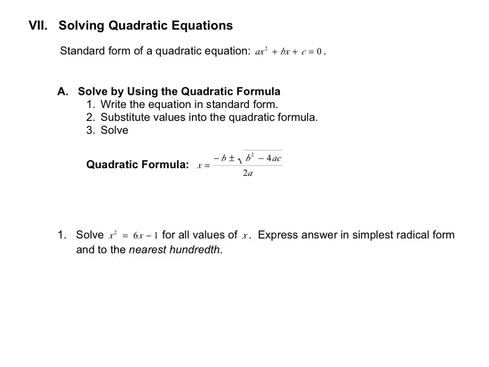Hi everyone, today we're going to learn how to solve quadratic equations. This is probably one of the more important topics this year that you're going to learn. The quadratic formula is something that has to be memorized. It's not going to be given to you on the exam and they use it an awful lot. So I strongly suggest you start to memorize it today.